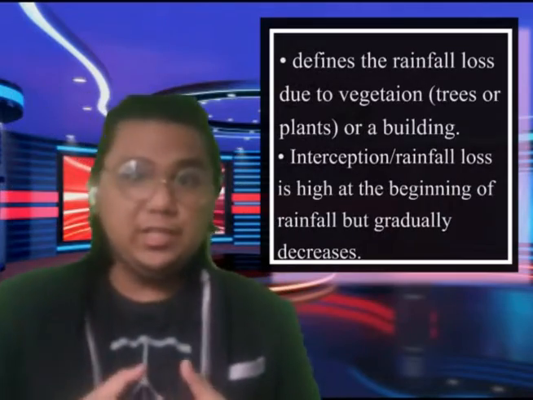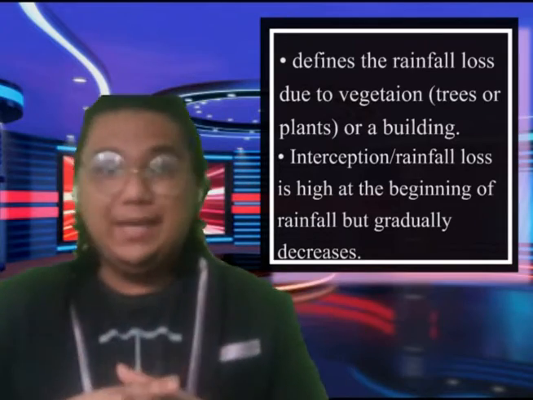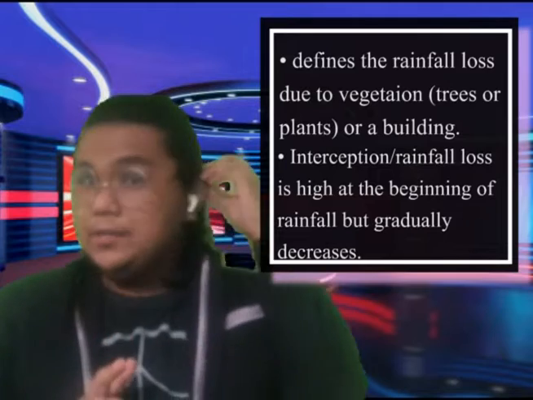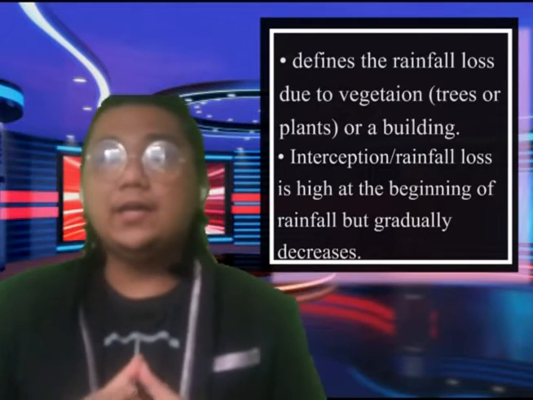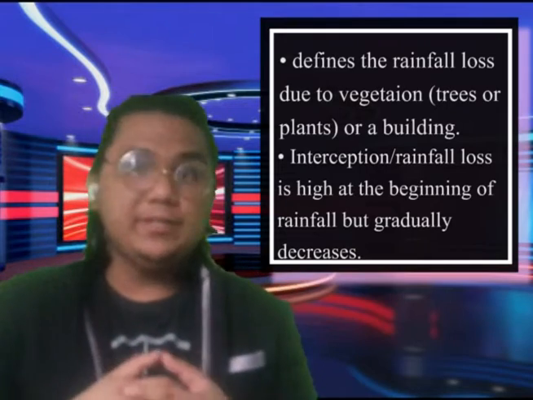The first rainfall abstraction is the interception. It defines the rainfall loss due to vegetation or trees or a plant. Also, it could be in a building. Interception loss, or the rain that's being intercepted, is high at the beginning of a rainfall, but it gradually decreases over time.